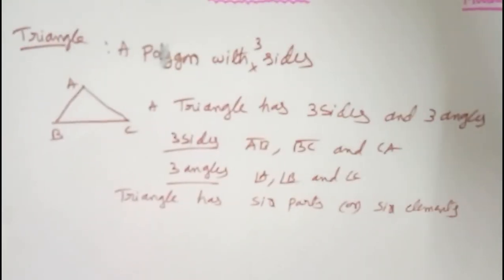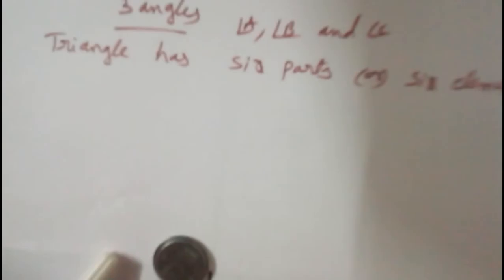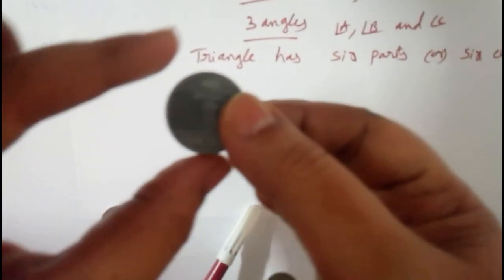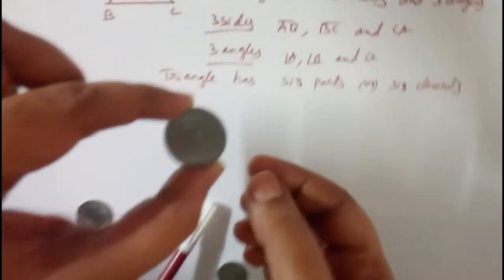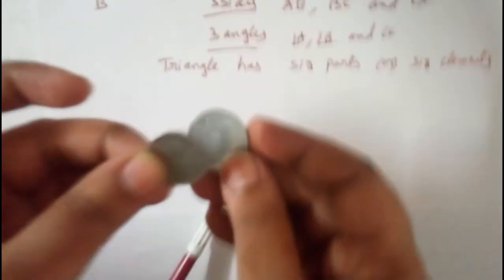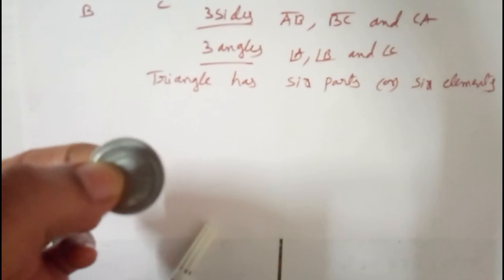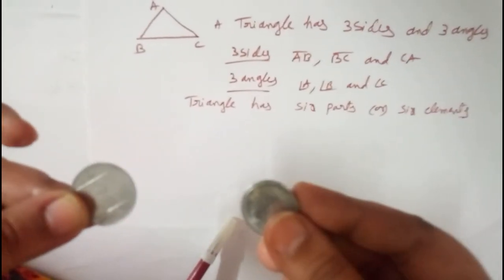If you take two 1 rupee coins printed in the same year. Now see, these two are the 1 rupee coins minted in the same year. If you put one on another, these two coins coincide with each other. If you see, these two are 1 rupee coins, but these two are not minted in the same year. If you put one on another, do they coincide? No, these two do not coincide. Only these two coincide and these two coincide.